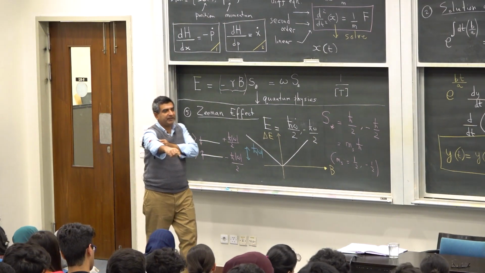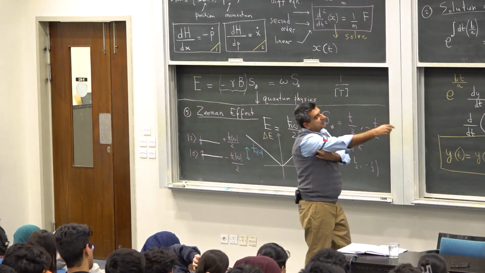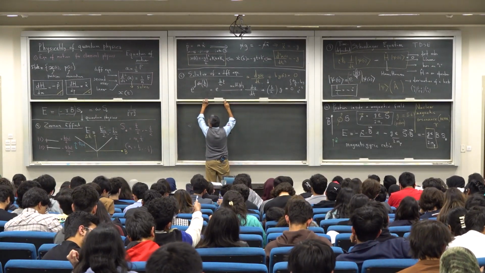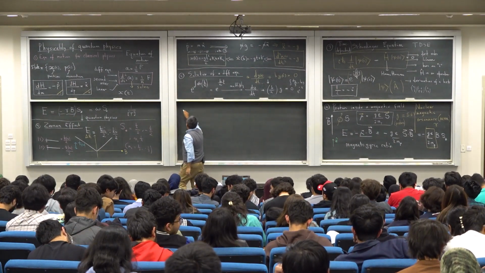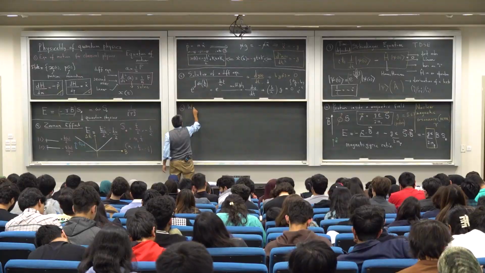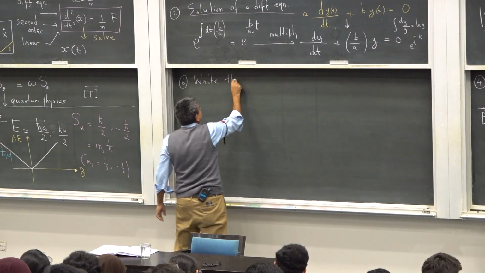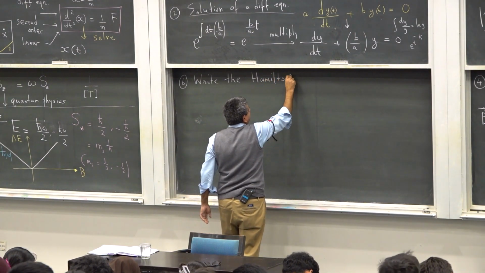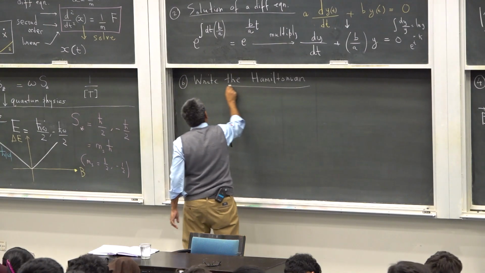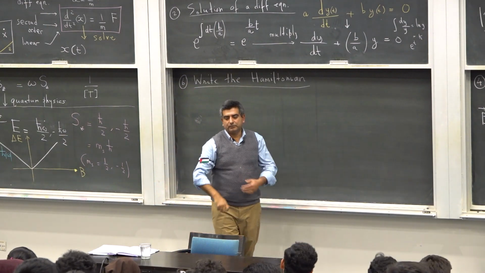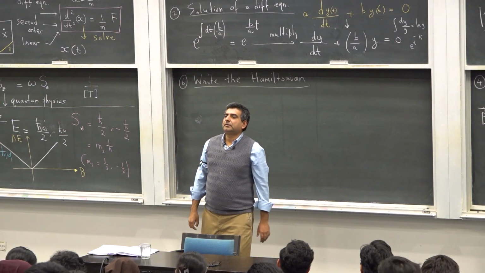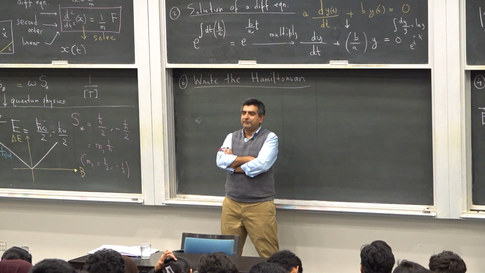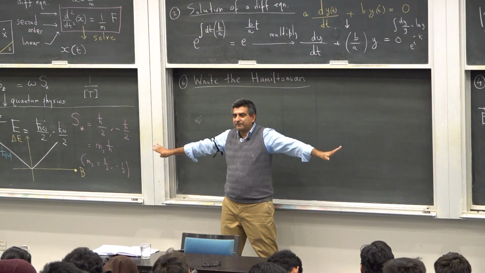Now what we're going to do is we're going to continue with our NMR experiment. The first thing we would like to do is write the Hamiltonian. All right. Before I'm able to write the Hamiltonian, is everything clear so far?